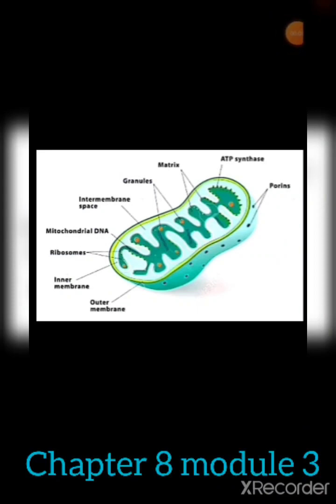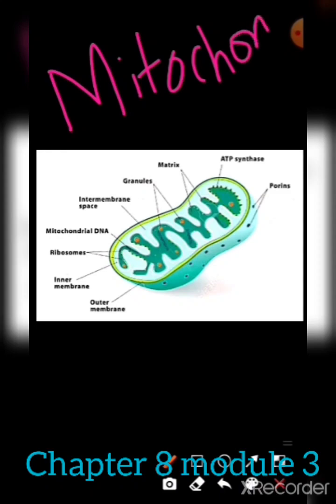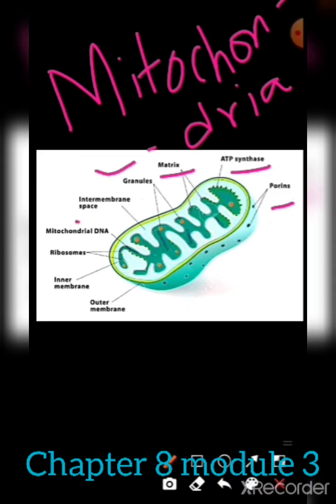Now students, here you can see in the diagram, it is mitochondria. That is the first cell organelle which we have discussed. It is also known as powerhouse of cell. So it is having porins, ATP synthase, matrix, granules, then intermembrane space is there, mitochondrial DNA is there, ribosomes are there, inner membrane and outer membrane, as it is double membrane structure, so it is having two membranes.